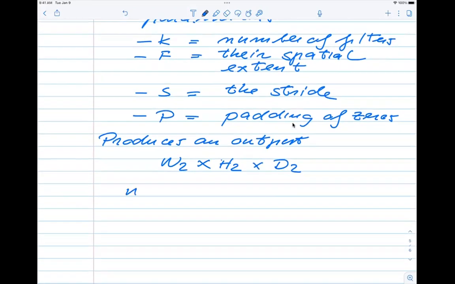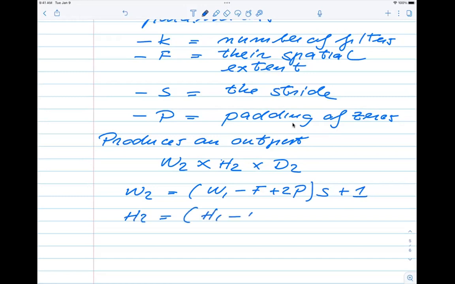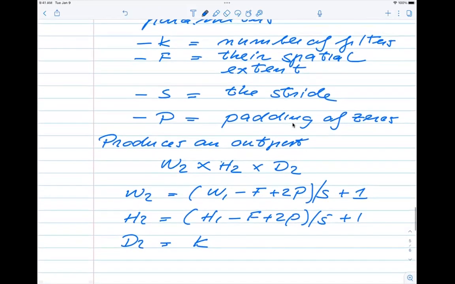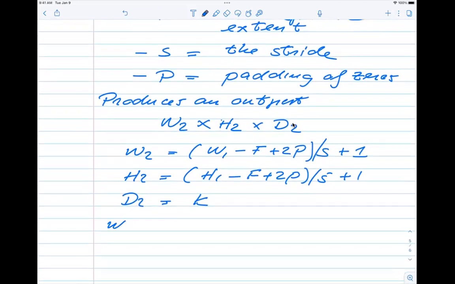So the width here is given by the width of the first matrix, the input matrix, W1 minus F, plus 2 times the padding, divided by the stride, plus 1. And then I have H2 here, which is now given by H1 minus F, plus 2 times padding, and divided by S, plus 1. And this depth is now given by the number of images which we are going to produce now. So the number of filters.